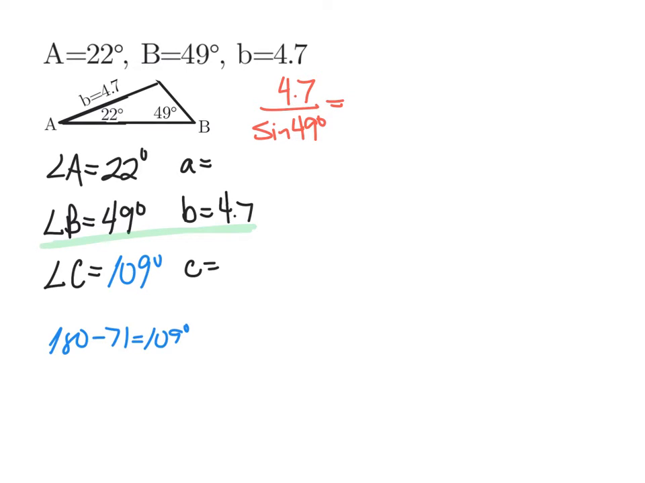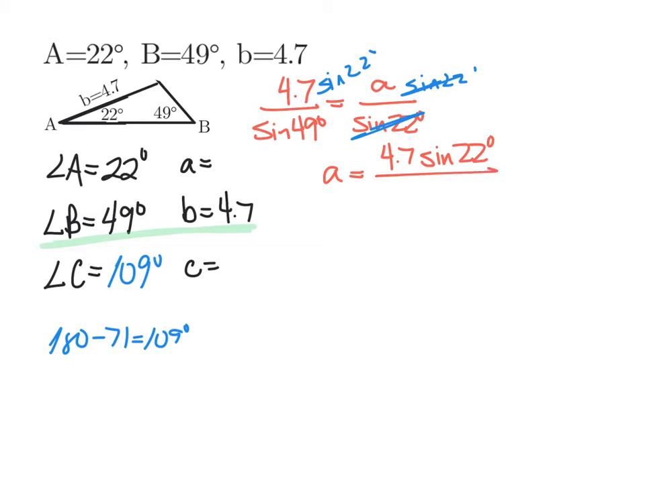Then if I want to find side A, I'll set up my fraction there, A over the sine of 22 degrees. And just like before, we want to get A alone, so I'm going to multiply both sides by the sine of 22 degrees. On the right side, those two will cancel. And A is going to be 4.7 times the sine of 22 degrees over the sine of 49 degrees. If you grab a calculator, type everything in right, you should end up with 2.332 as your side length.